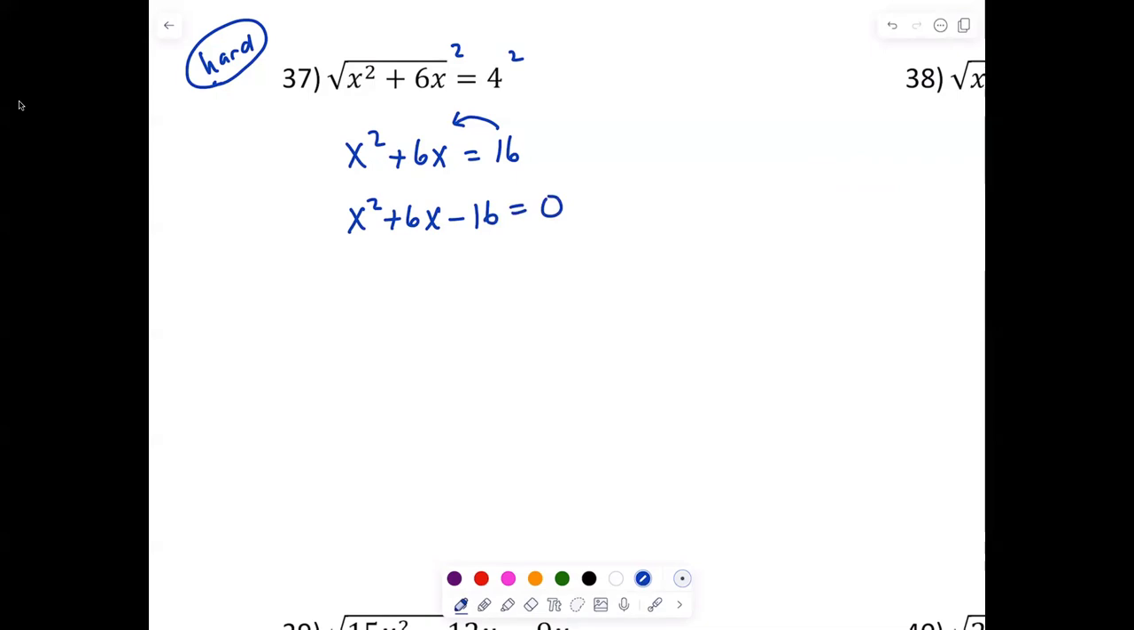Now we need to factor. All right, let's see if you remember how to factor that. I'll give you a hint, 2 sets of parentheses. All right, someone tell me what the 2 factors are. Come on.